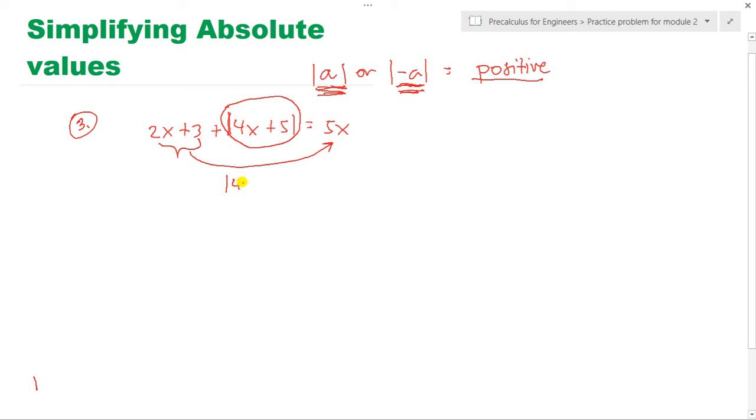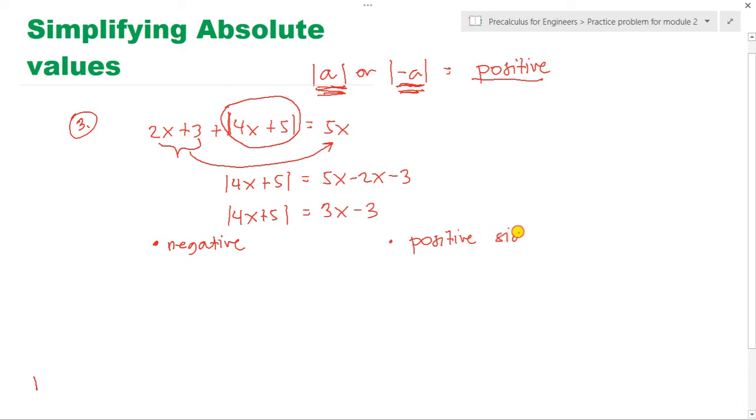So, i-change mo muna natin yung equation. So, maging ganito na siya. 5x minus 2x minus 3. So, simplifying further, you have the absolute value of 4x plus 5 is equal to 3x minus 3. So, dito ka na class maghati. Now, we have here the negative side. And the other one is the positive side. So, negative side: here you have negative of 4x plus 5 is equal to 3x minus 3.